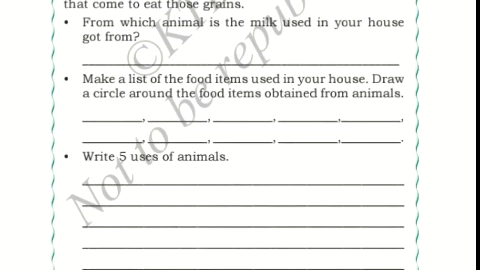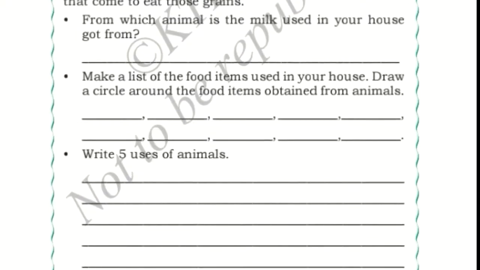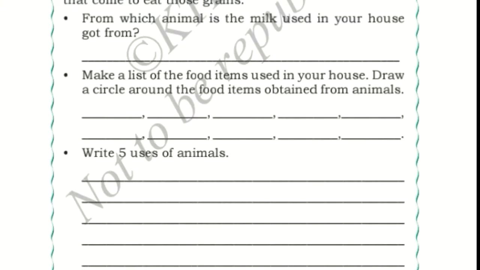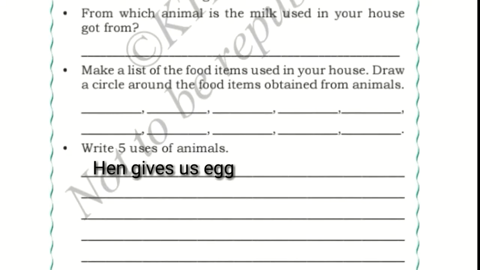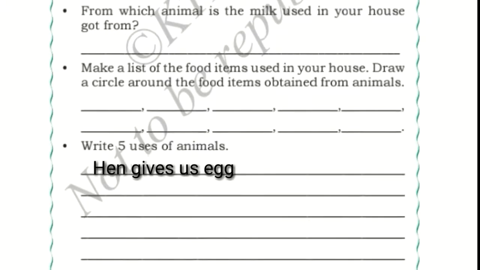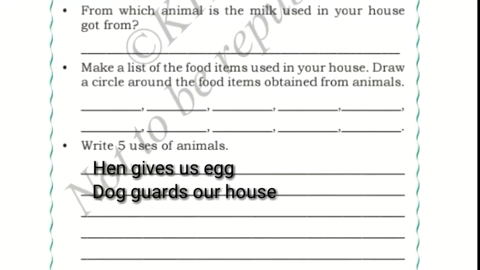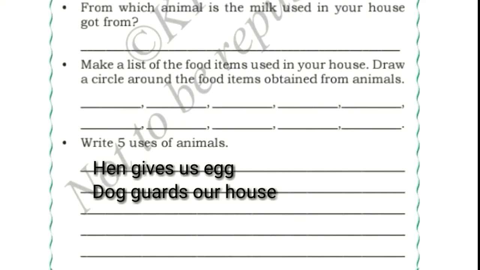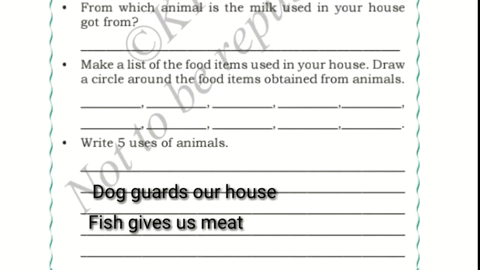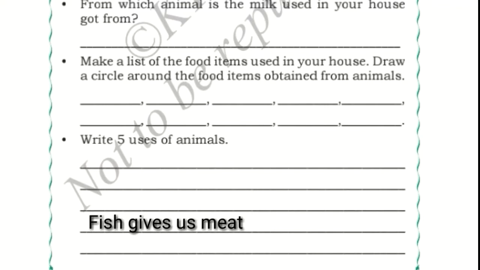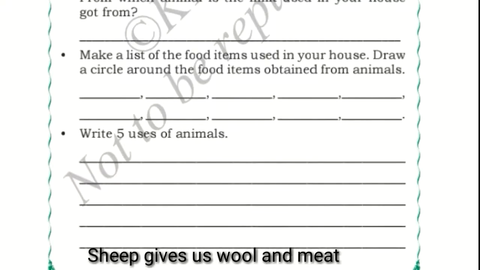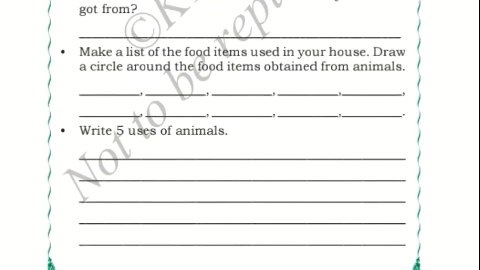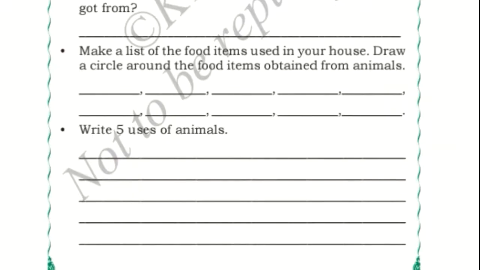Okay, now write 5 uses of animals. Let us write 5 uses of animals. First, hen gives us egg, dog guards our house, fish gives us meat, sheep gives us wool and meat, and last, cow gives us milk. Like this we can write whichever uses of animals you want to write here.